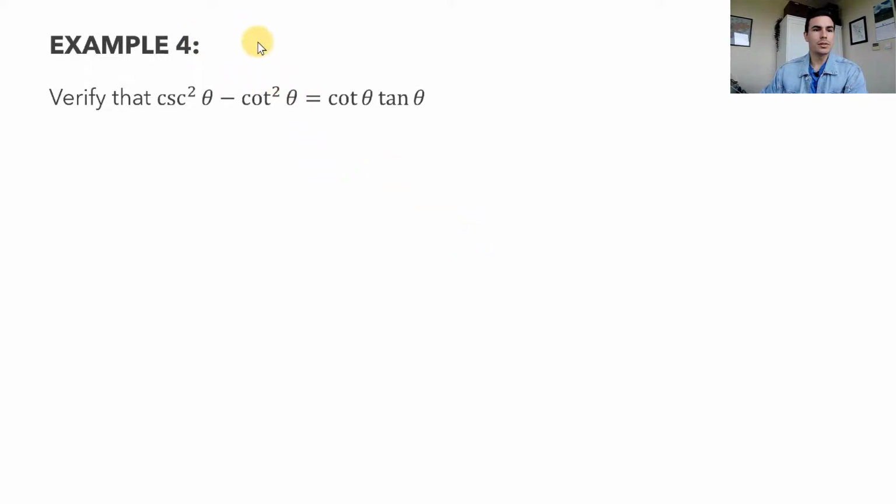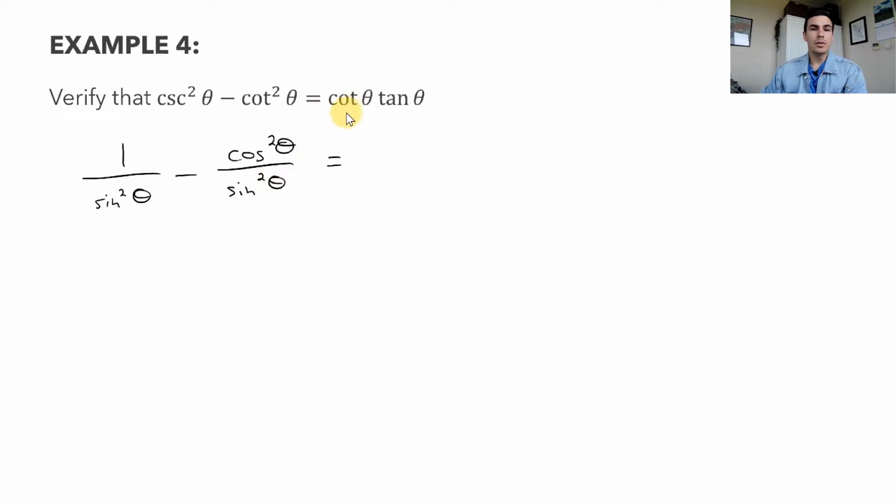All right, last verification here. We've got cosecant squared minus cotangent squared is equal to cotangent times tangent theta. So now I'm going to work with both sides of my equation here, both the left-hand side and the right-hand side. So first, let's take a look at this left-hand side. I'm going to rewrite everything in terms of sine and cosine. So cosecant squared is going to be 1 over sine squared minus cotangent squared, which I'm going to rewrite as cosine squared over sine squared.